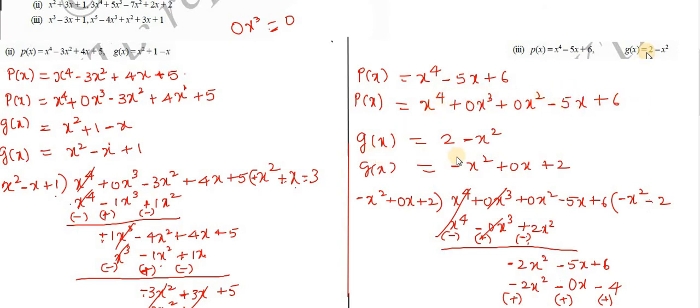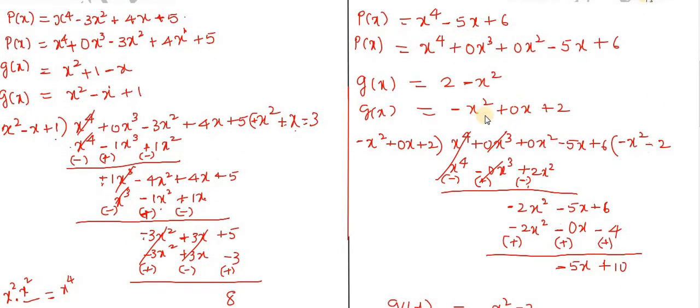And even g of x is also the same. So here minus x square plus 0x plus 2 is there. So here also we need to do the same. So first you should arrange it in order. So here minus x square, where is the x term? The x term is not there. So what I did, I multiplied x with 0 and added here. So that is 0x plus 2. So now you can simplify this.